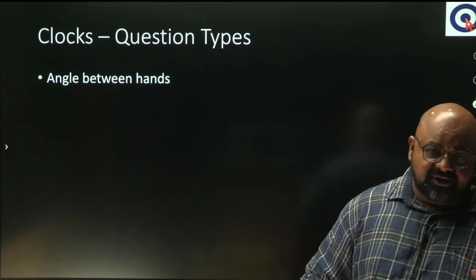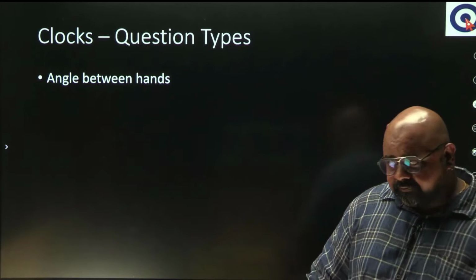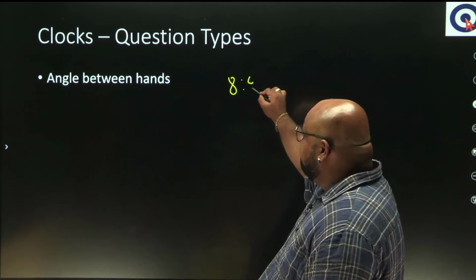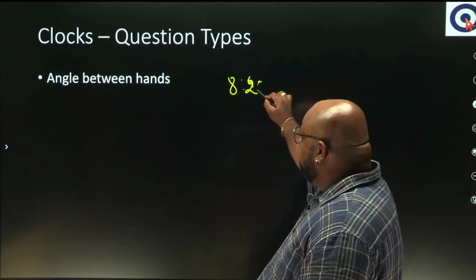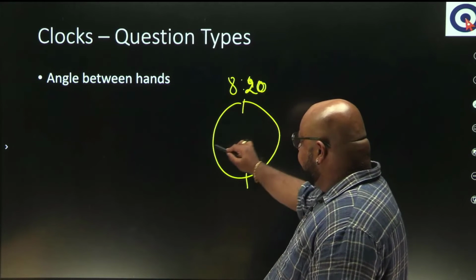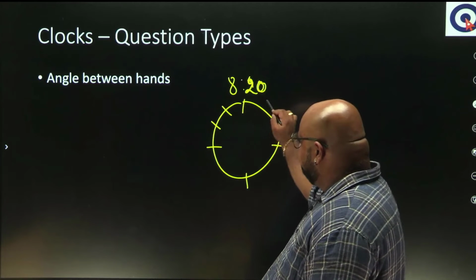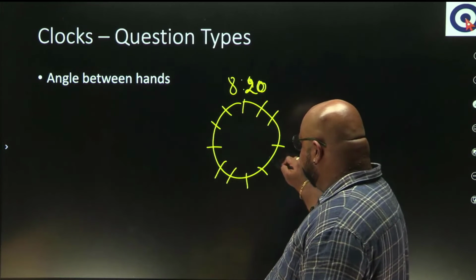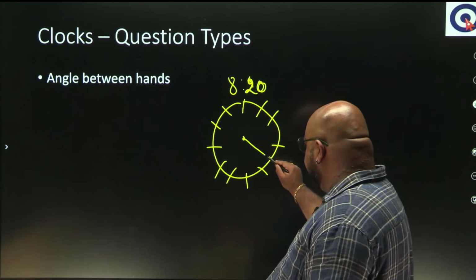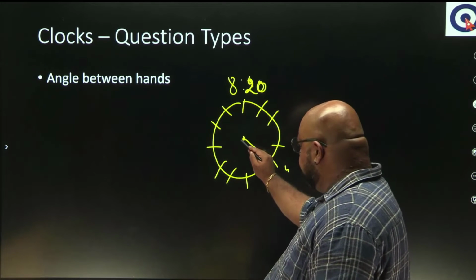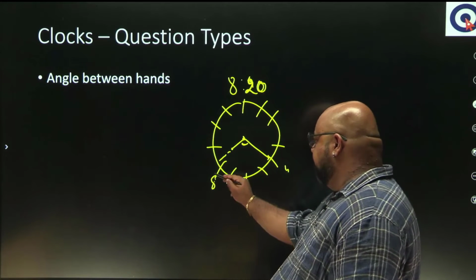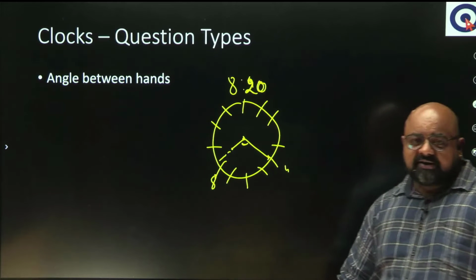Angle between the hands. So we're looking at the minute hand and the hour hand. For example, if I say, what will be the angle between the minute hand and the hour hand at say 8:20? So at 8:20, the minute hand will be at 4. The hour hand will be somewhere between 8 and 9. We want this angle.